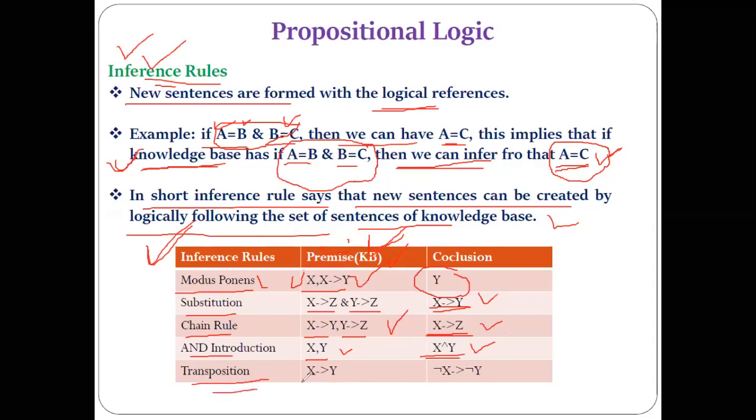Transposition inference rule is there, which is in the knowledge base represented like this, X implies Y, and its transposition is like this. Transposition means what? What do you mean by the transposition? Negation, or the reverse of a particular thing. So you can see here, X implies Y. If you are doing the transposition, conclusion is what? Negation of Y implies negation of X.